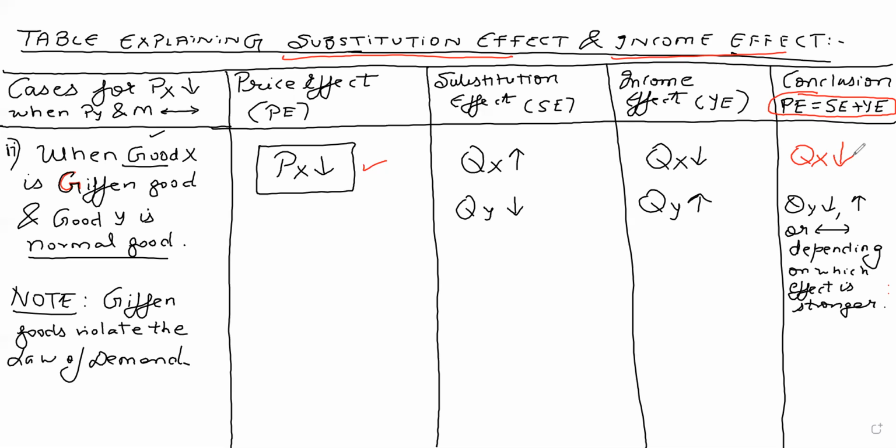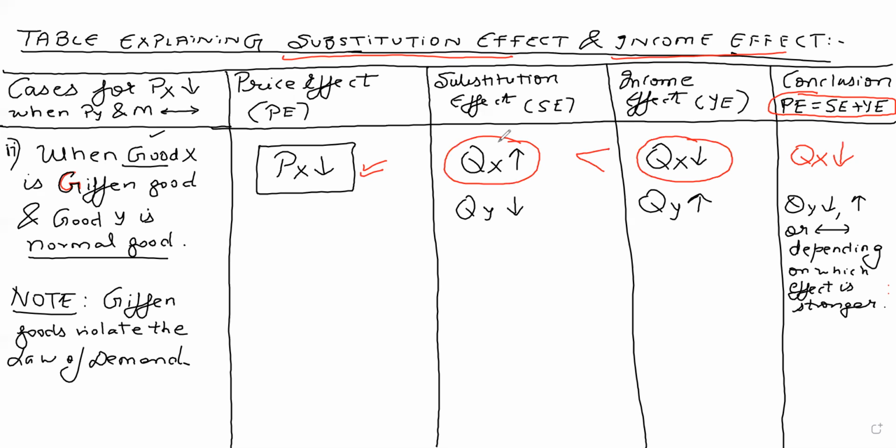The law of demand states that price and demand move in opposite directions. But Giffen goods are a special case where price and demand move in the same direction, which causes the demand curve to be upward sloping. Now, in this case, when the price of good X is falling, I know my answer. My quantity of good X should also fall. And when will the quantity of good X fall? When the income effect dominates the substitution effect.